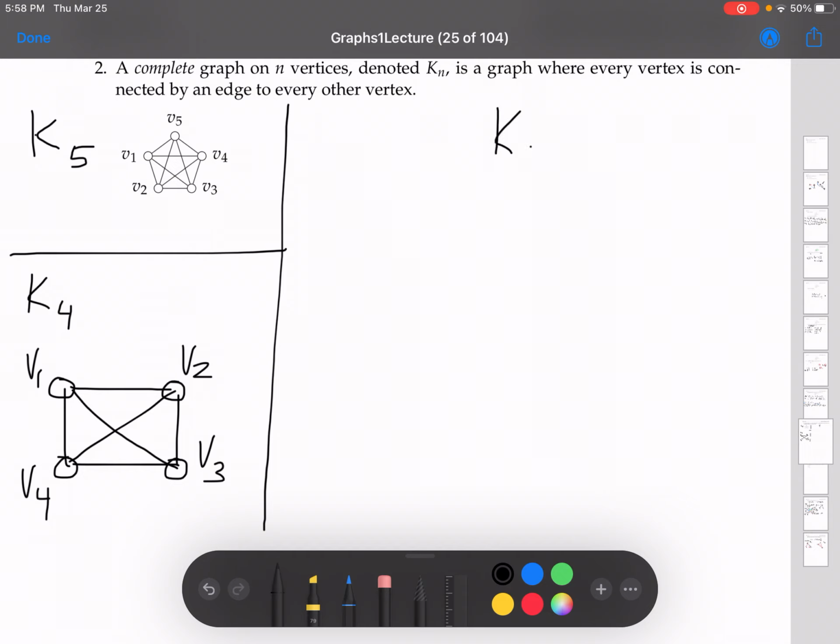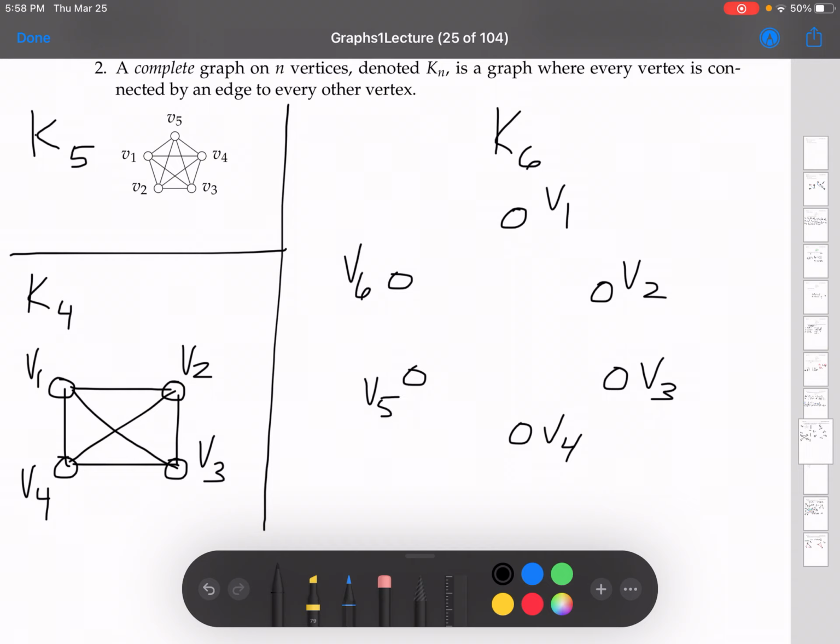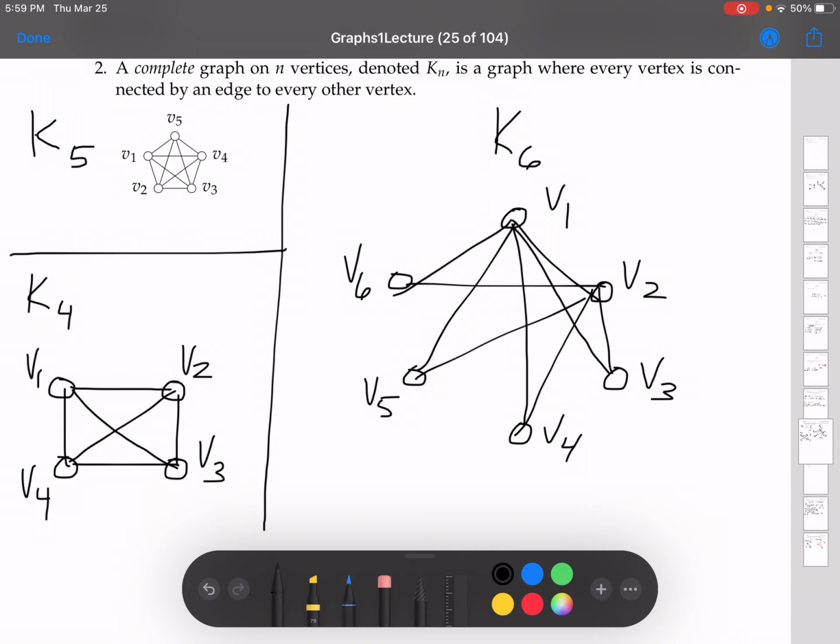Now let me draw K6. K6 has 6 vertices, so 1, 2, 3, 4, 5, 6. V1, V2, V4, V5, V6, and we need all possible edges. There's K6. Now what I want to do is derive a formula for the number of edges in Kn, where n is any positive integer.